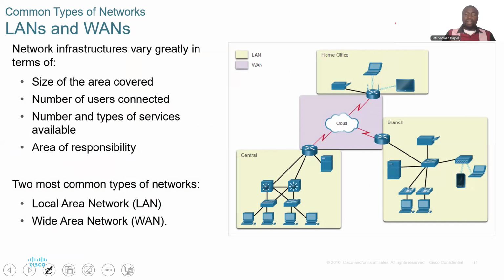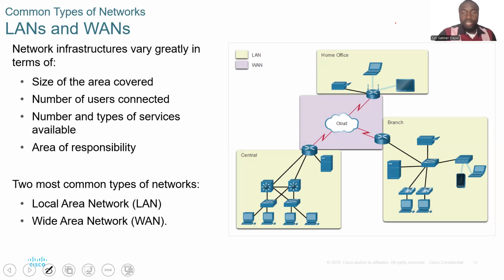And you can determine that by the size of area covered, which for a LAN is a small area. In the case of a WAN, it is a wider area. And then the number of users that are connected. For a LAN, you have a small number of users. For a WAN, you have a wide number of users. Then you have the number and type of services available. Between WAN and LAN, there are different services. Then you have area of representatives.